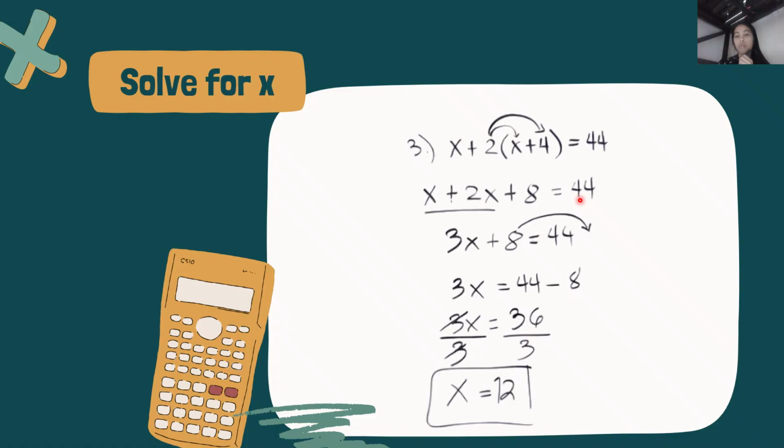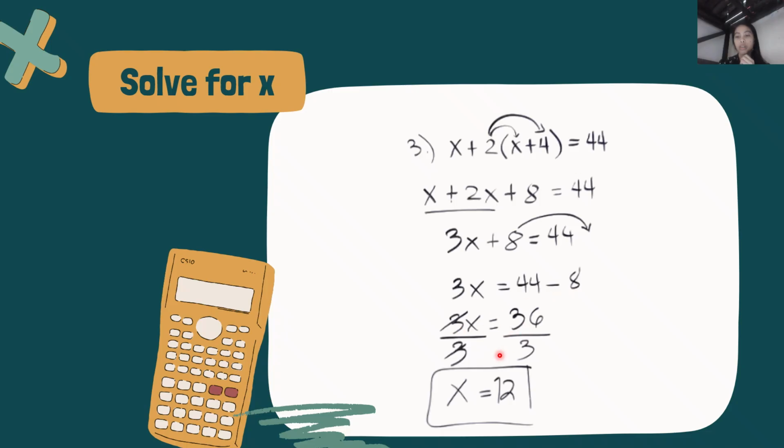x equal to 44. So we combine like terms. This gives us 3x plus 8 is equal to 44. Then we isolate the variable term. We subtract 8 from both sides, so that will become 3x is equal to 44 minus 8, which simplifies to 3x is equal to 36.